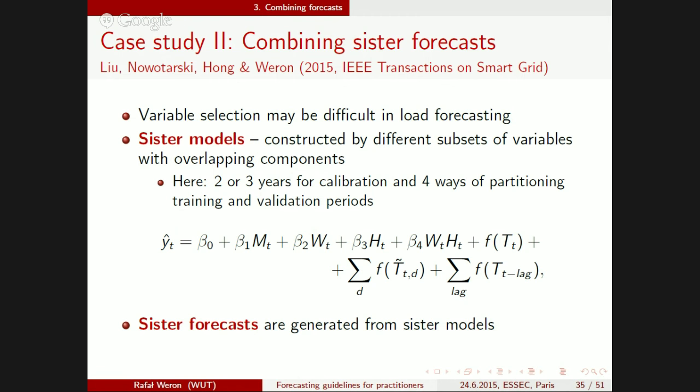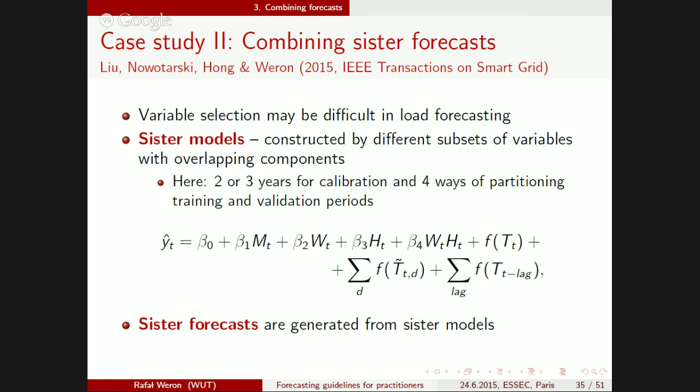Sister models is an idea developed by Tao Hong from UNC Charlotte, where he takes one big family of models and then fits those models to slightly different data, different calibration windows, different ways of using the training and validation periods. So the general formula for the model is the following.